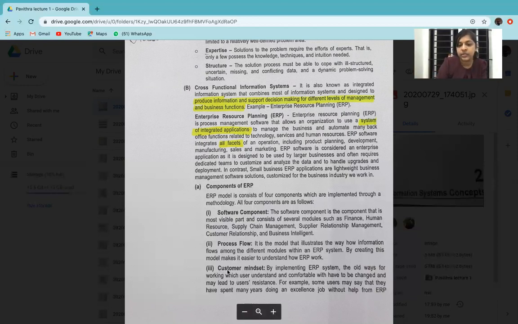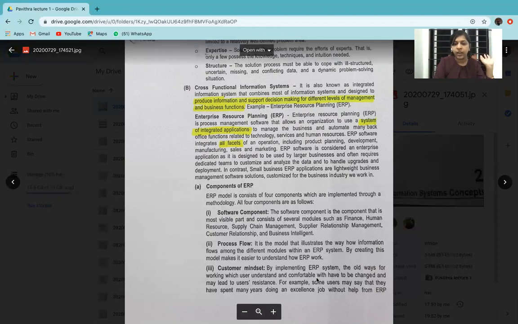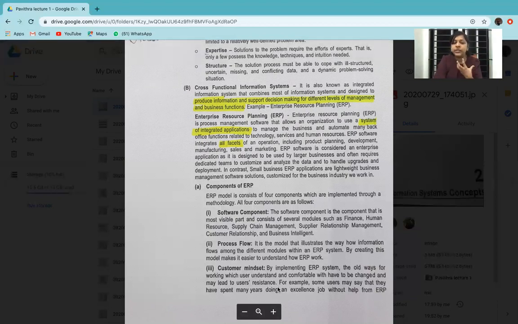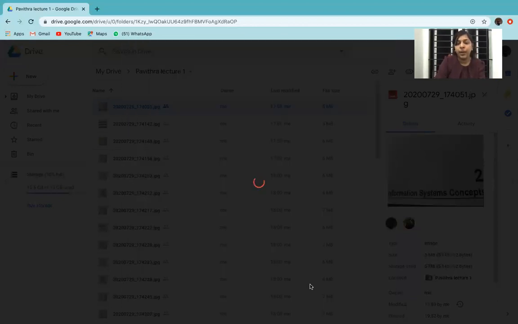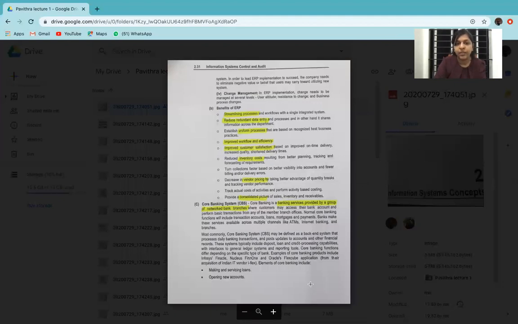And next is a customer mindset. By implementing ERP, the old ways of working are gone, and sometimes there might be resistance to change. They might think, old is gold. So you have to take into account the mindset of the customers to bring about a new ERP.